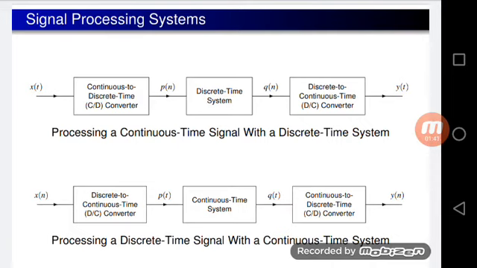The below diagram is exactly a reverse operation of the above diagram. In the above diagram we are using C by D and D by C. In the below diagram we are using D by C and C by D. That means the signal will be converted from continuous to discrete or discrete to continuous. Why do we convert the signals either continuous to discrete or discrete to continuous?